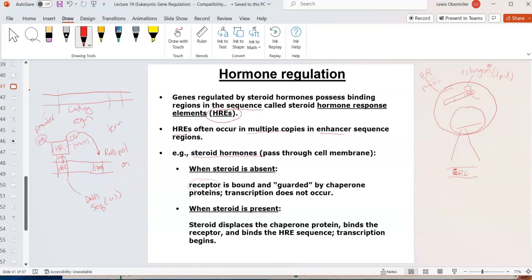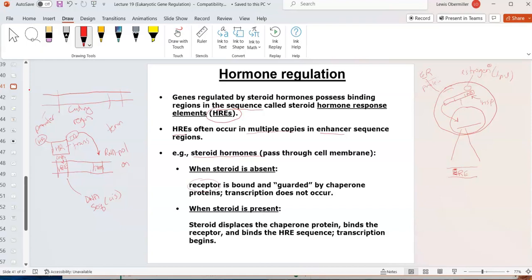Once that's bound, usually this displaces something we call a heat shock protein that sort of guards this in a competitive manner. So the heat shock protein is dislodged. Once that occurs, it changes the shape of this, sends a signal to bring it into the nucleus. So this whole thing goes into the nucleus.